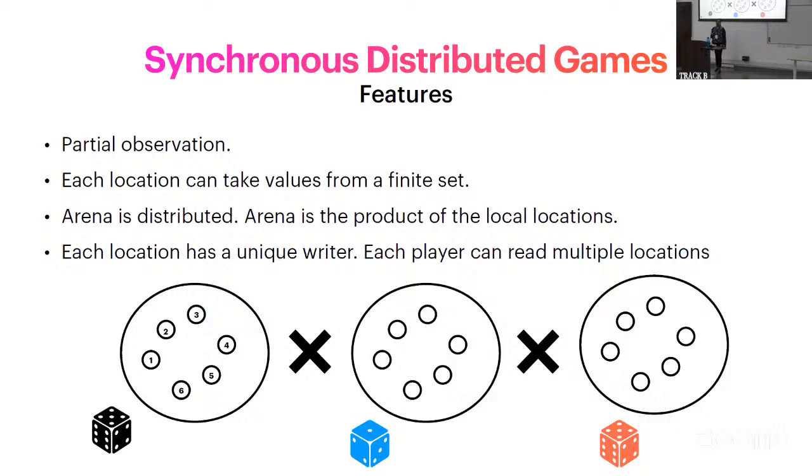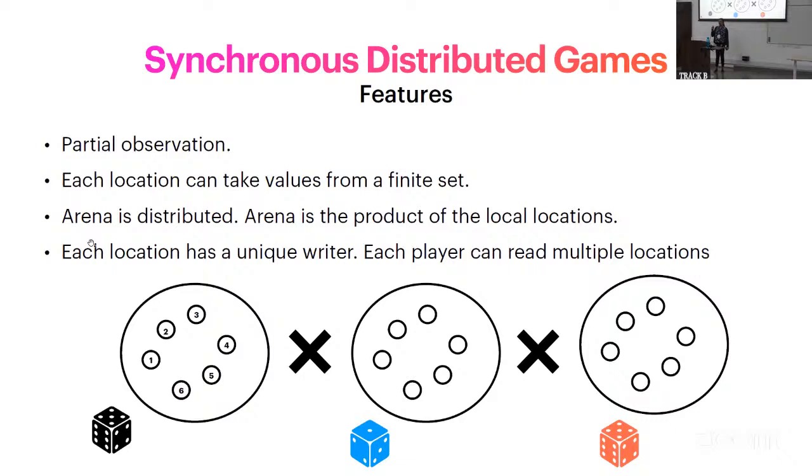So the features of this synchronous distributed games is that there is partial observation, which is given by this architecture, and the location, you can think of this location somehow as a local finite graph. Okay, but here, because we are placing the values, we just think of the graph as a clique. So in this example, there were like 6 values. The player can put any of the values.